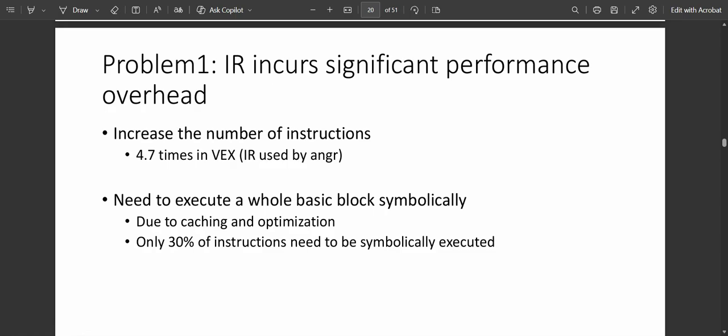They incur significant performance overhead. The number of instructions increases 4.7 times, and the other point is that it needs to execute a whole basic block symbolically. Only 30% of instructions need to be symbolically executed, which is basically you don't need to put that much input for the system to give you the most effective output that you want.